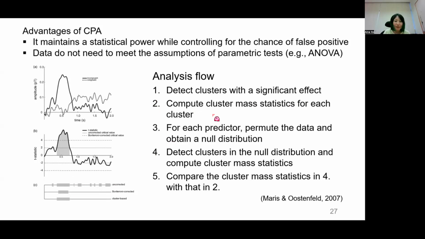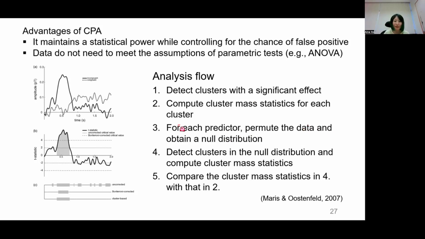In the third step, we permute the data for each predictor and obtain another distribution. That means we shuffle the data. For example, if we have conditions A and B, we sometimes swap them and sometimes keep them the same. So we shuffle the data, and if we do that many, many times, we get the null distribution, right? Because we just randomly assigned the condition. That's what we do in the third step.